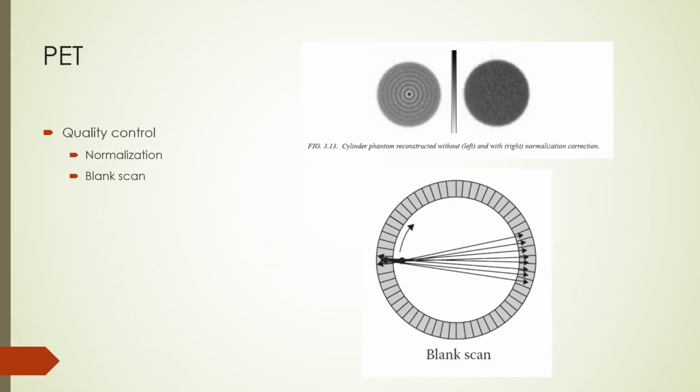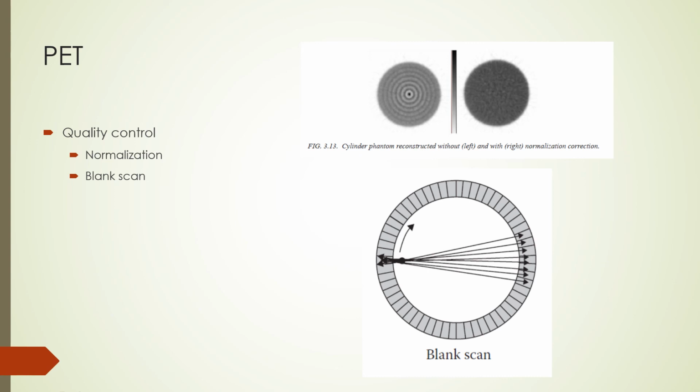A normalization scan is done to correct for variations in sensitivities between different detectors or detector pairs. It is equivalent to the uniformity correction of a gamma camera performed with a flat phantom. A normalization correction in PET is done by obtaining an image of a rotating pin source or a uniform cylindrical phantom. Normalization is acquired quarterly or after system maintenance. The top image shows a scan performed without normalization on the left and one acquired with normalization on the right.